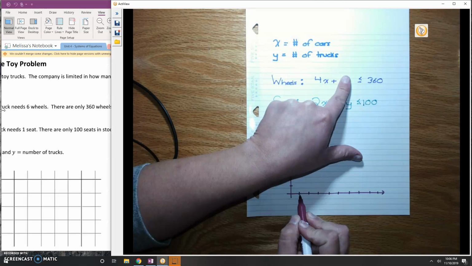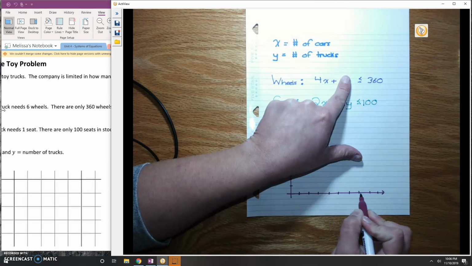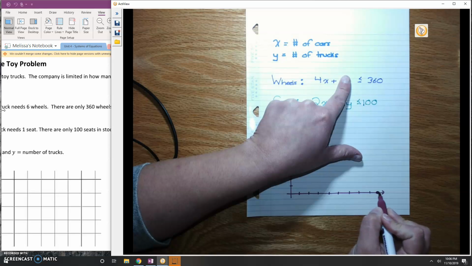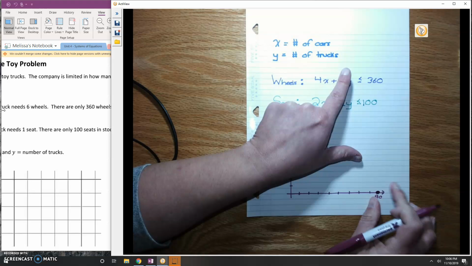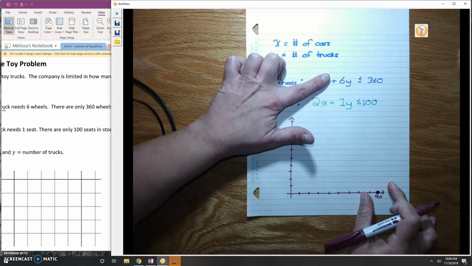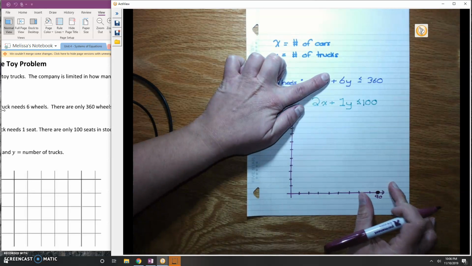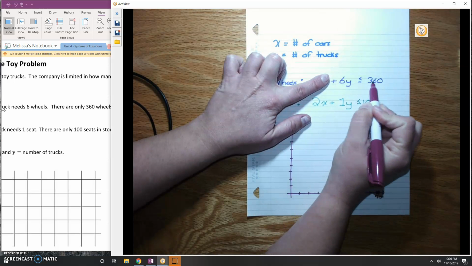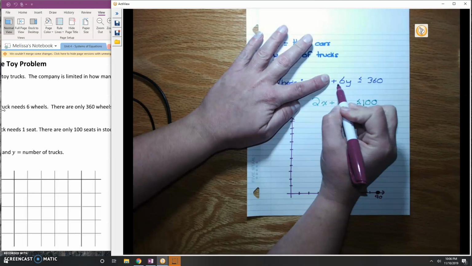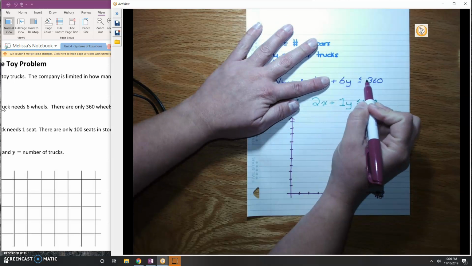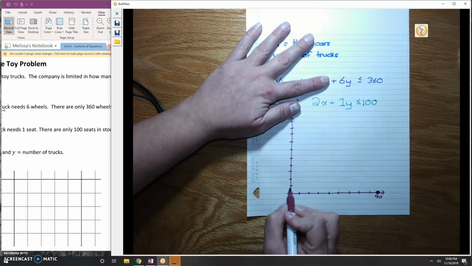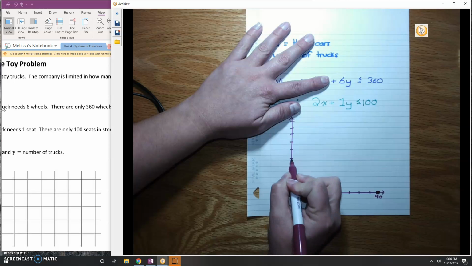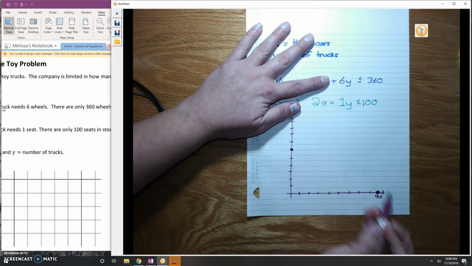So I'm going to go ahead and put an x-intercept. 1, 2, 3, 4, 5, 6, 7, 8, 9. I'm going to put an x-intercept right there at 90. And I'm going to do the same thing for y. If I say, let's forget about cars and only make trucks, I'm left with this inequality: 6y is less than or equal to 360. If I divide both sides by 6, then I could have 60 total trucks. So 10, 20, 30, 40, 50, 60, 60 total trucks.